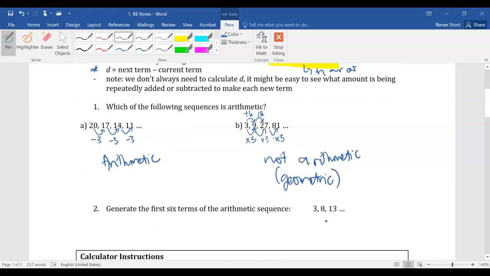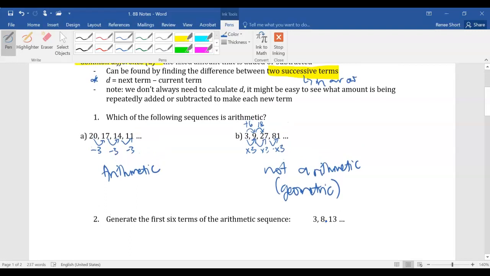Now this question here says generate the first 6 terms of the arithmetic sequence. So 3, 8, 13. If we look at this, hopefully you can work out that the pattern here is to be adding 5. And so if we want our first 6 terms, well, 3, 8, 13 are our first 3. I could keep on adding 5 here, so I could then say 18, 23, 28. That's my first 6 terms, and I put the dots there to mean that it keeps going on and on.